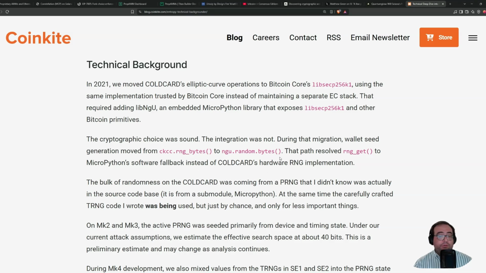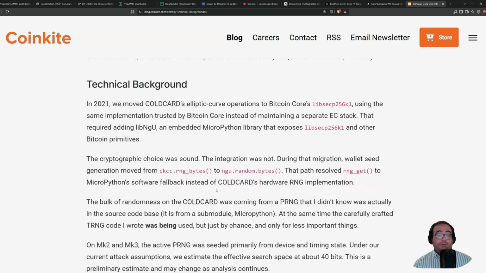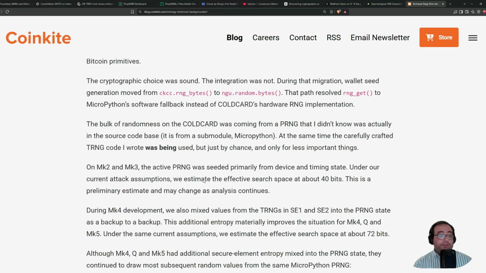The source code was available, and the company also says they ran AI models to check the security, but they didn't find the bug. But some attackers found the bug. So, very, very sad news.